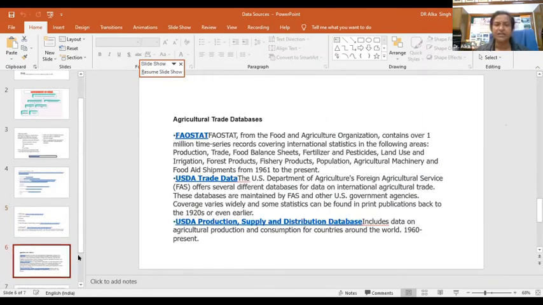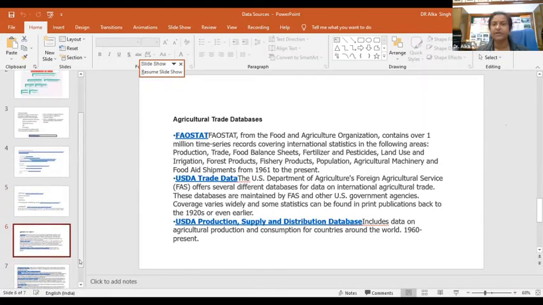Then we have several international data sets related to trade, production, supply, and many more variables. The most important thing here is the FAO, the Food and Agriculture Organization, that is FAOSTAT. Here, I am pretty hopeful you are aware that FAOSTAT has data on production, trade, food balance sheets, fertilizers, pesticides, land use, irrigation, and many more indicators. And the beauty is that it is covering all the countries. That is country-specific data.